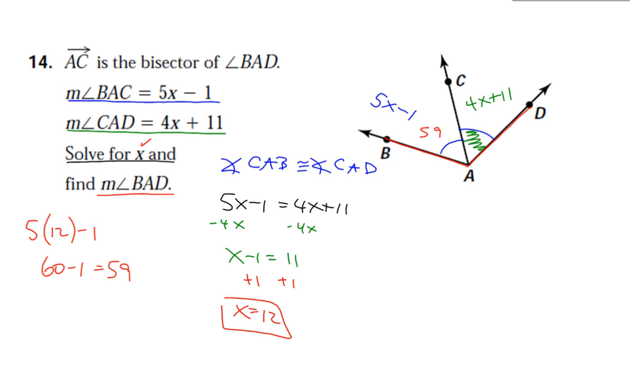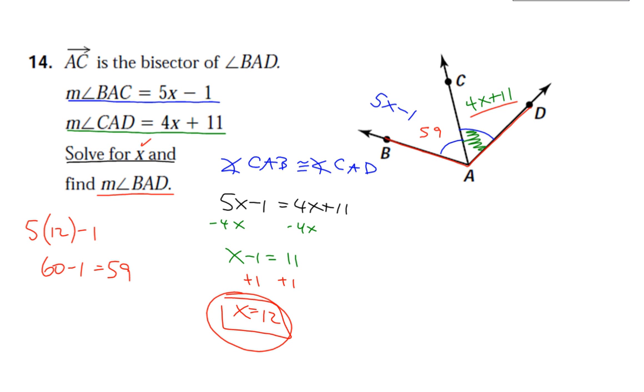Now, if I want to be lazy about it, I can say, okay, well, CA or AC bisects BAD, so let me just double 59 and get 118, and I'm done with it. But I'd be making a big mistake if I did not check to make sure that 4x plus 11, when I substitute in 12 for x, is also equal to 59.